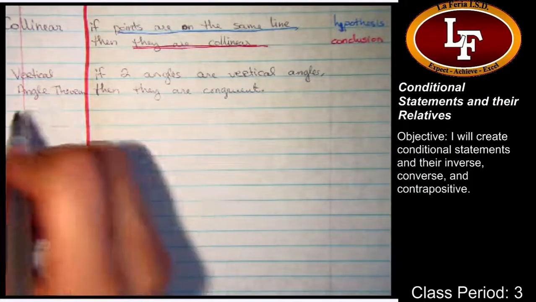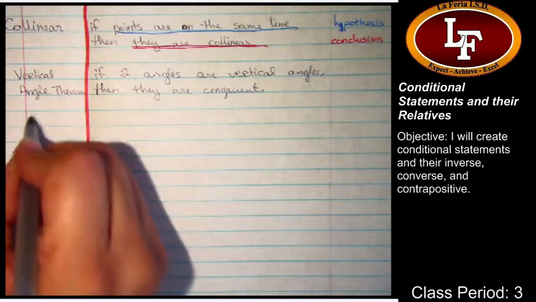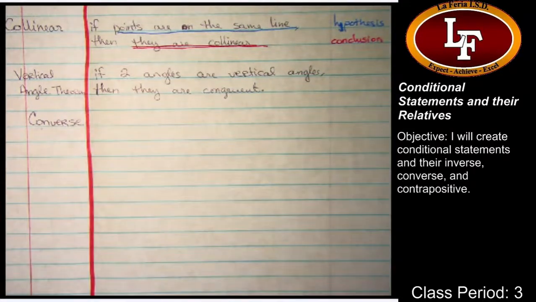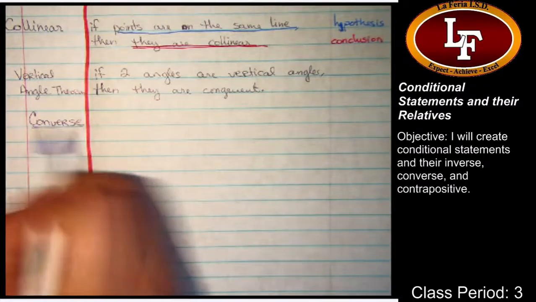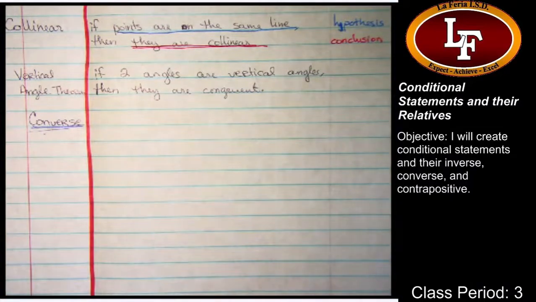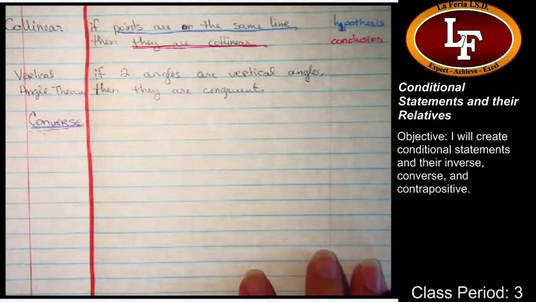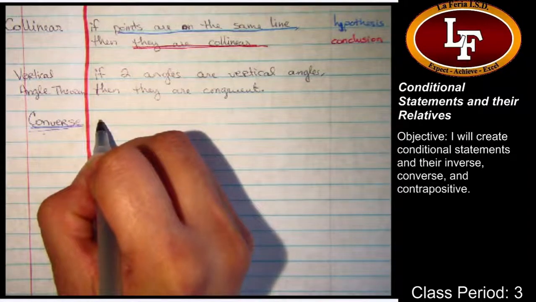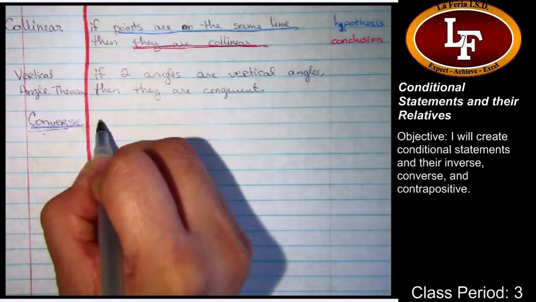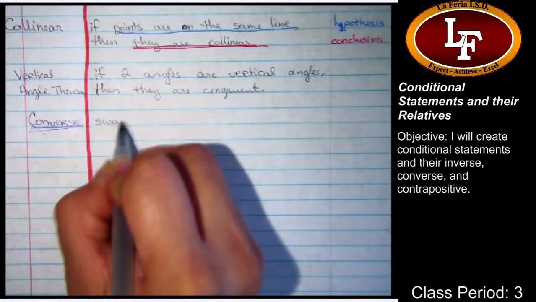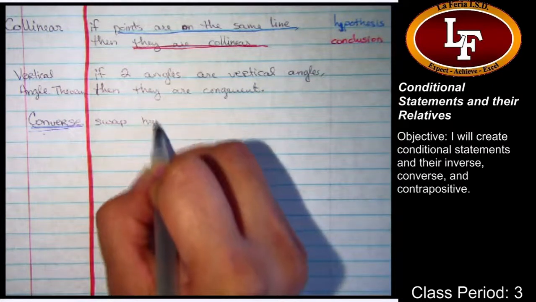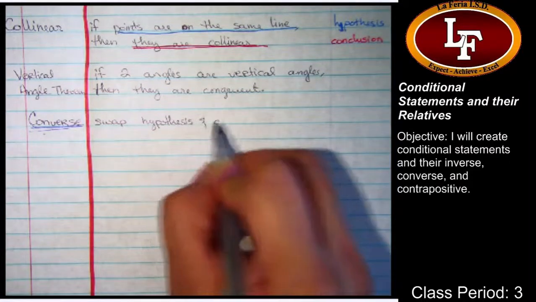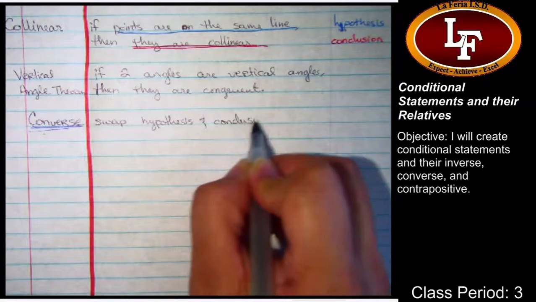All right, so let's go into the relatives. The first relative that I want to practice is the converse. What was the converse according to that video? The converse takes the original conditional and switches the hypothesis and the conclusion. So we're going to write it down again just so that we remember, and shorten it to say: swap hypothesis and conclusion.